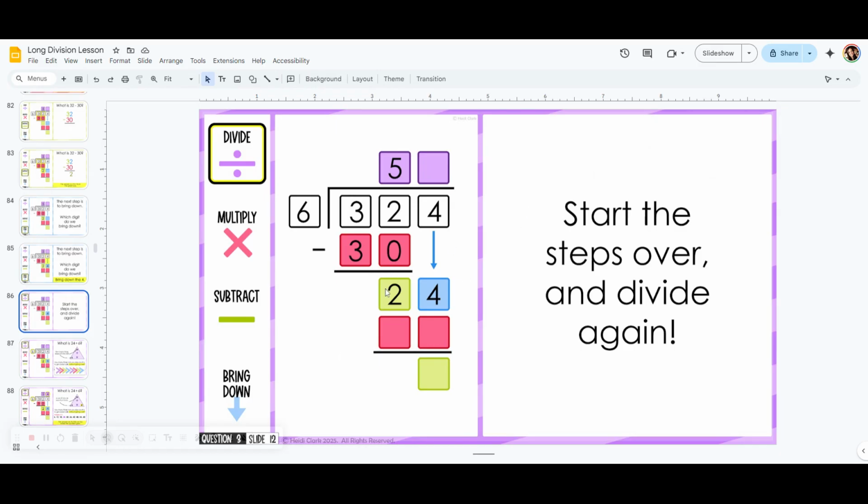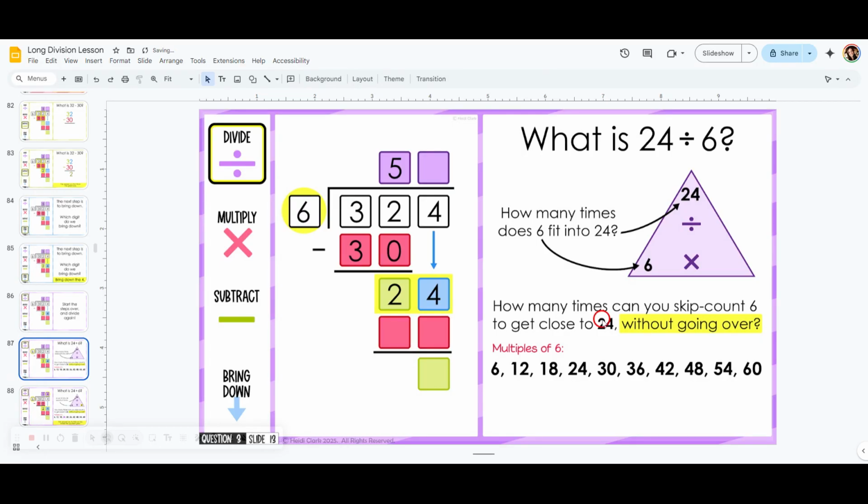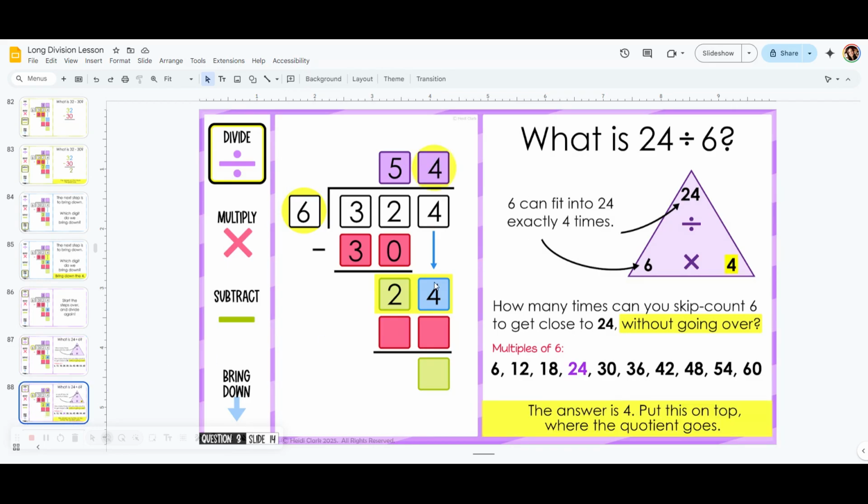Start the steps over and divide again. We're going to divide 24 by 6. In other words, how many times can 6 fit into 24? Or 6 times something gets you 24 or close to 24. Another way to think about it, my favorite, is how many times can you skip count 6 to get close to 24 without going over? So here's our multiples of 6. 1, 2, 3, 4. That's as many times as you can skip count 6 to fit into 24. The answer is 4. Put this on top where the quotient goes.